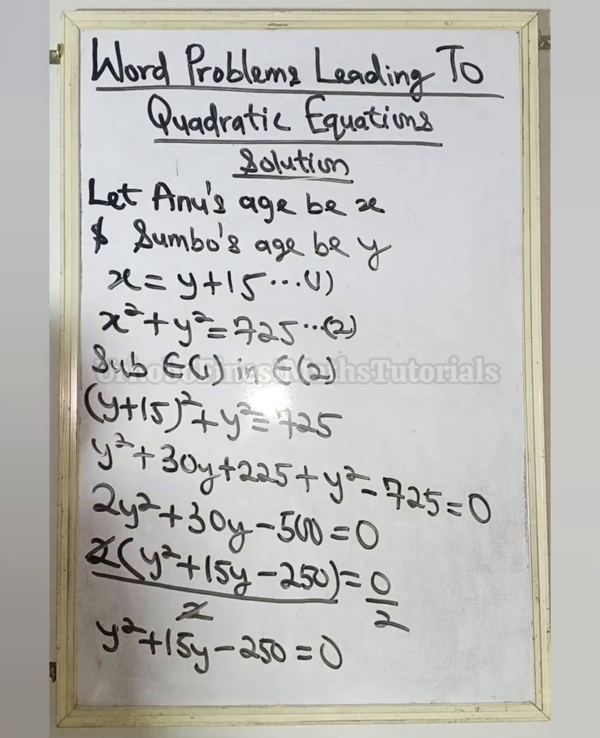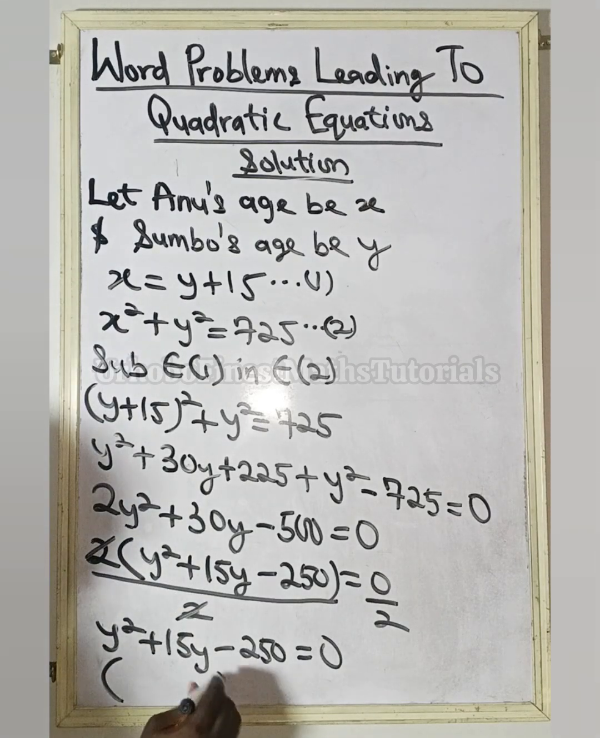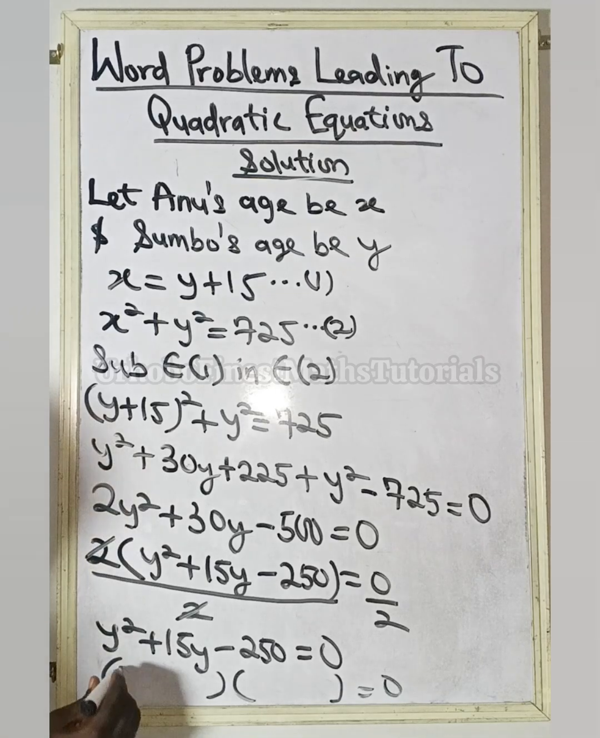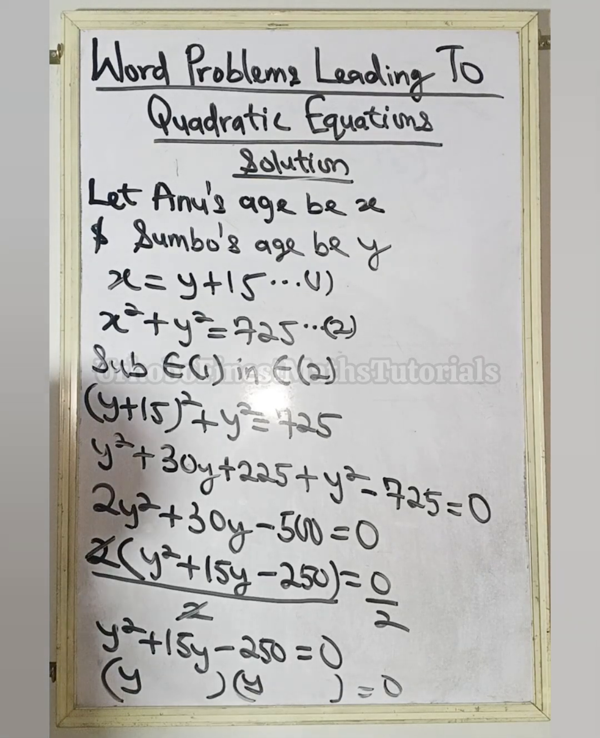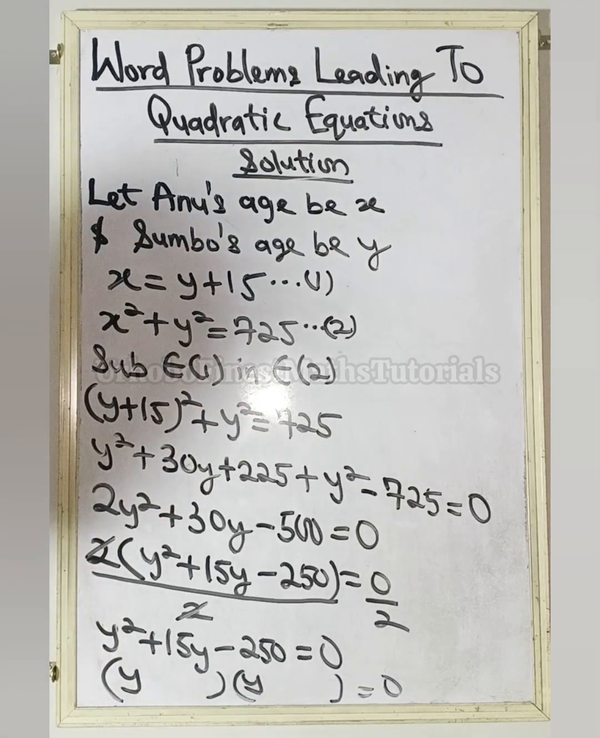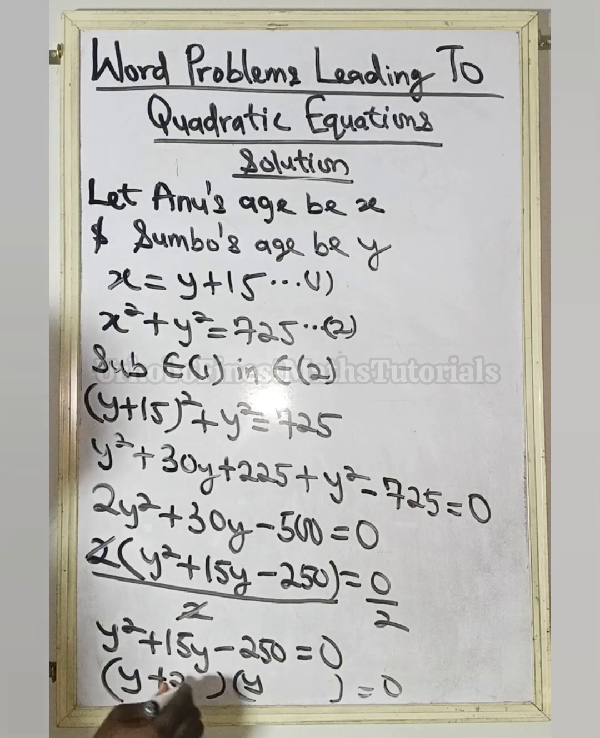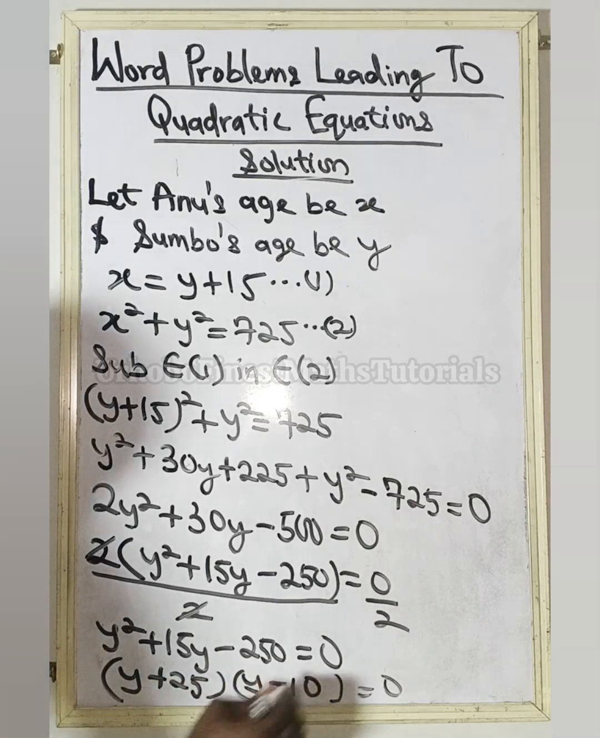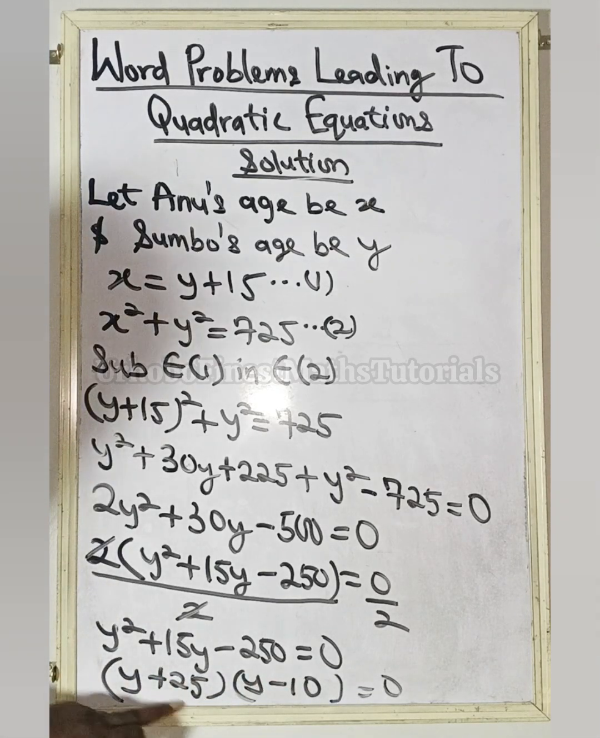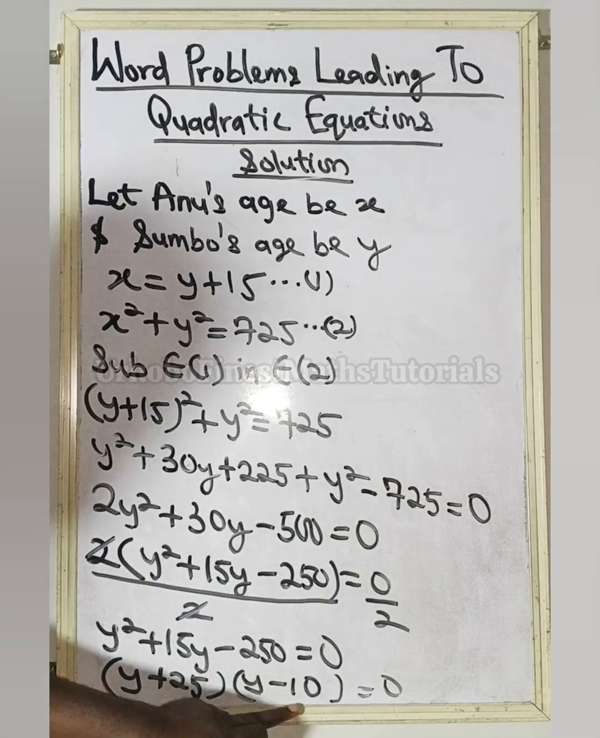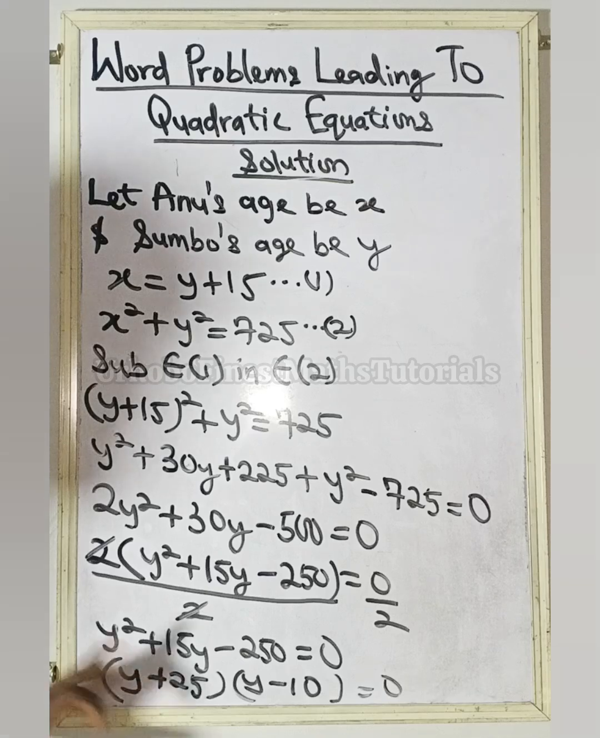So at this point, you're going to open 2 brackets like this, equals 0. So you put y here, you put y here. At this point, we need 2 numbers that when we multiply them, we'll get minus 250, and when we add them up, we'll get 15. So that will be plus 25 and minus 10. Now let's confirm. 25 times minus 10 will give you minus 250. 25 plus minus 10 will give you 15. So we're on track.